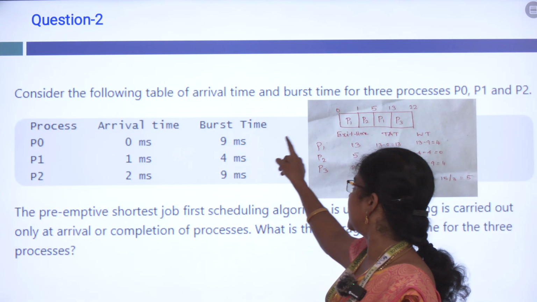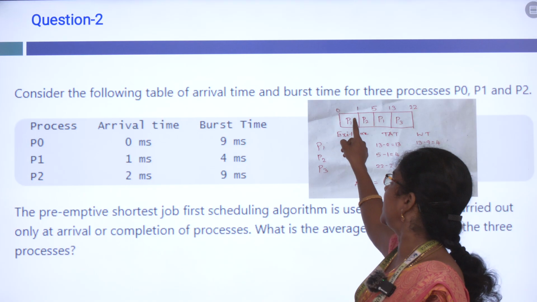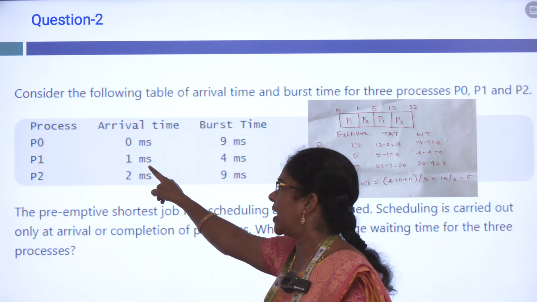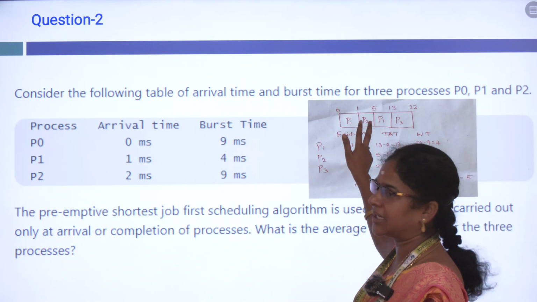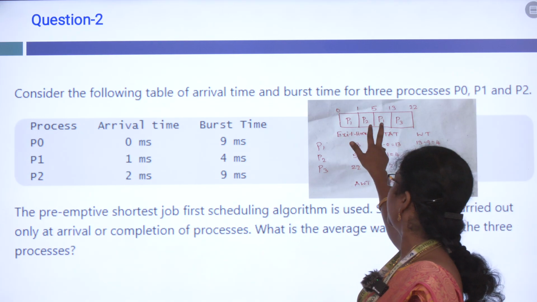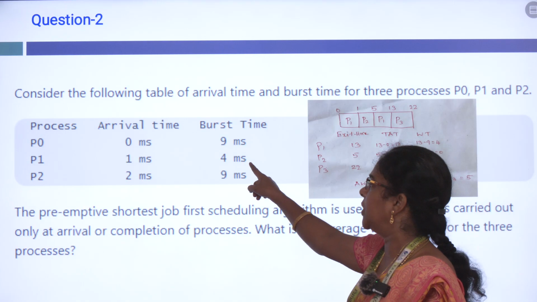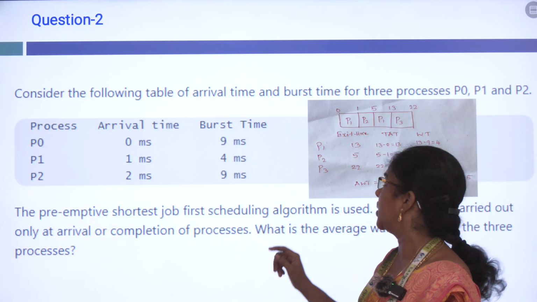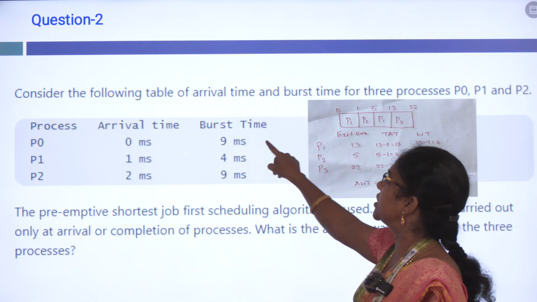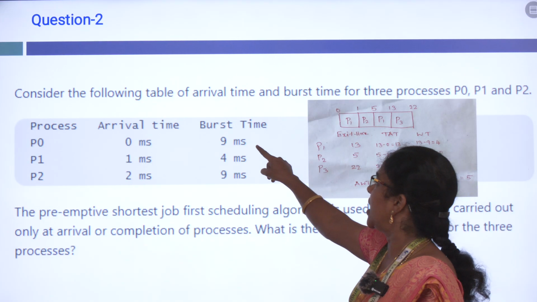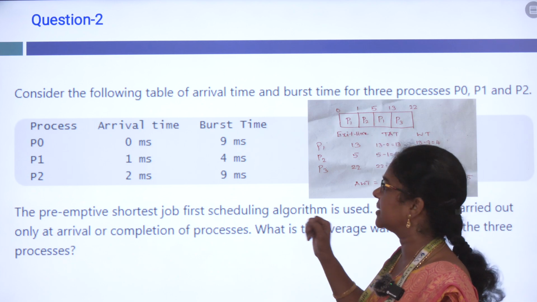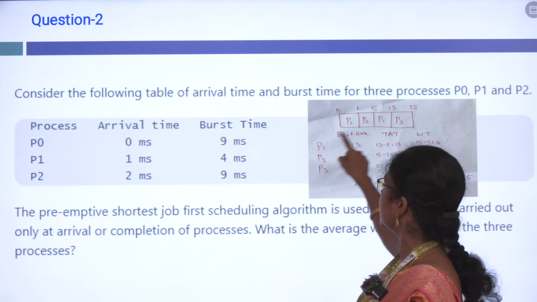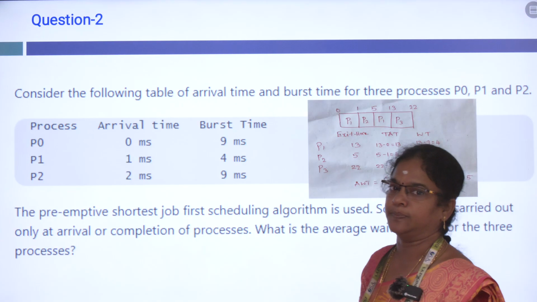Okay, so 9 milliseconds is 0 to 9, but before 9, at the first 1 millisecond the P2 process arrives, so we take P2. P2 will be assigned fully because the P2 burst time is minimum. So 1 to 5 is P2, then the remaining P1 is assigned. Already 1 millisecond is done, so the remaining 8, so 5 plus 8 is 13. The last one is the P3 process, so 13 plus 9 is 22.